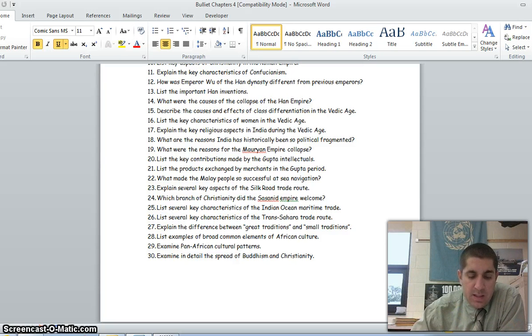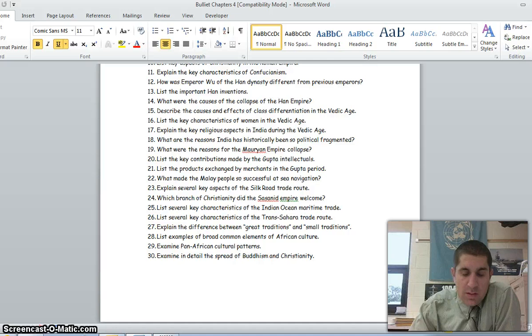29, look at the environmental changes that inspired southern migration. Look at the movement of metalwork throughout Africa, from the northern part of Africa down into sub-Saharan Africa. You also want to follow the Bantu language migrations so that you can see tracing the movement south. Question 30, examine in detail the spread of Buddhism and Christianity, the use of missionaries. These religions are not based on a single ethnic group, and they use written language to help spread their beliefs.